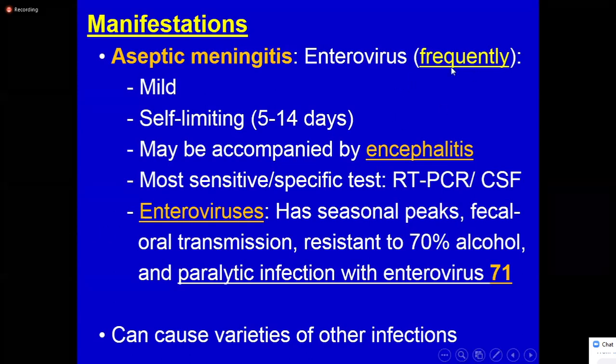Enteroviruses, we said the most frequent one, have a seasonal peak, especially in winter, for example. They are transmitted by the fecal-oral route. Remember, they are resistant to 70% alcohol. Some nurses, some people think that when you put alcohol on your hand or on the benches, on the tables, it will kill the microbes. Look, this virus is resistant to 70% alcohol. One of the strains, Enterovirus 71, can result in paralytic infection. And we will come to this strain later on with the CNS2.